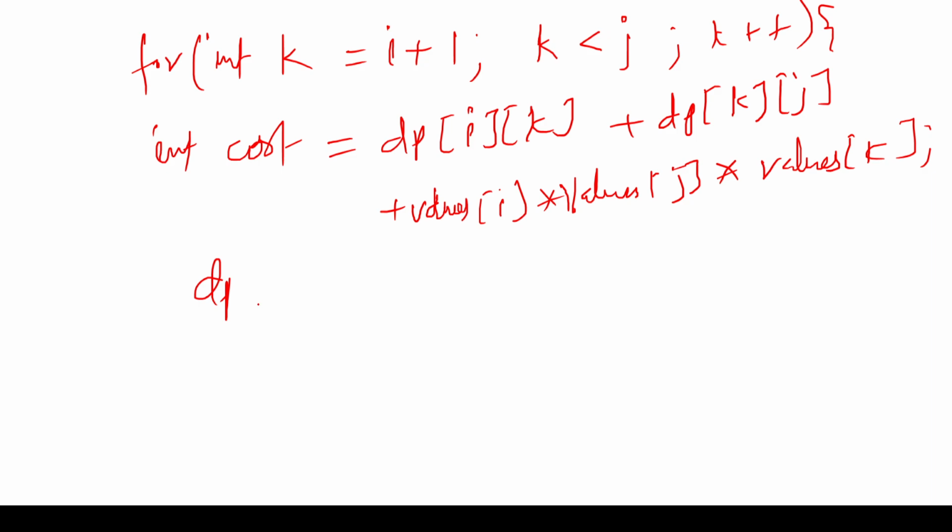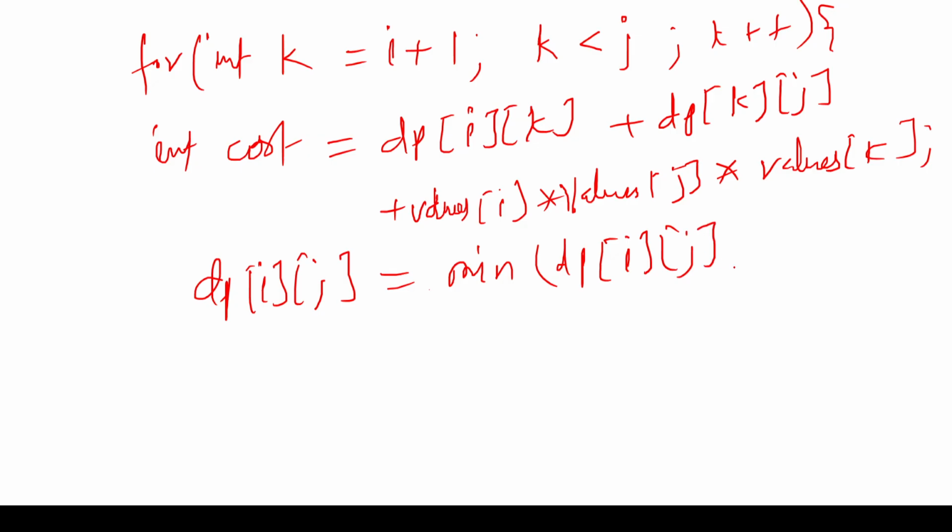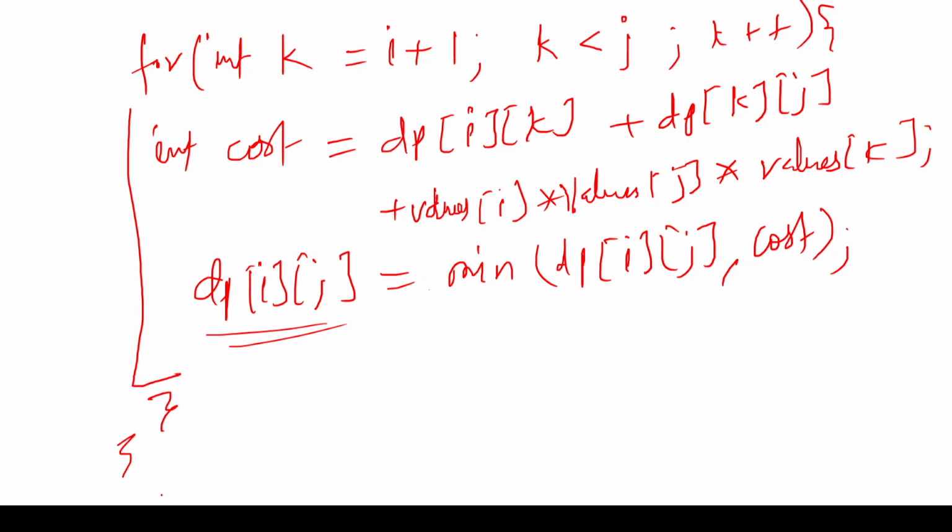Now you have to find the min, so we'll say dp at i and j is nothing but the min of what, math.min. You can take the math.min of dp at i and j and the cost, means you are tracking the dp i j for all the for loop. Once this for loop is completed, you just need to return dp at 0 and n minus 1. That's all, right?